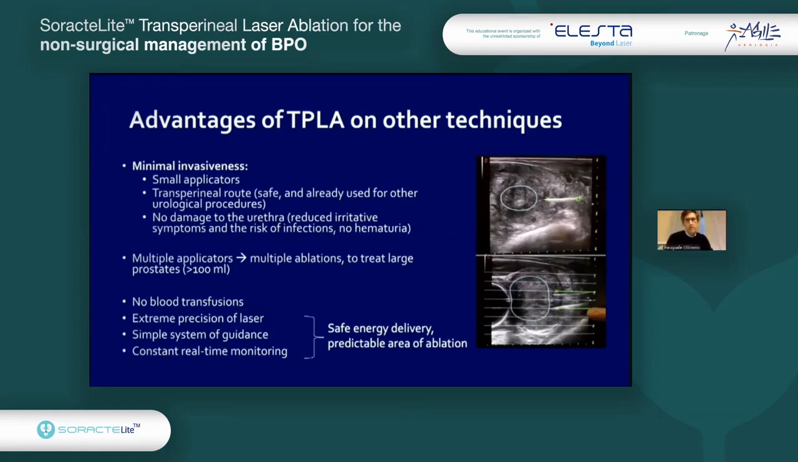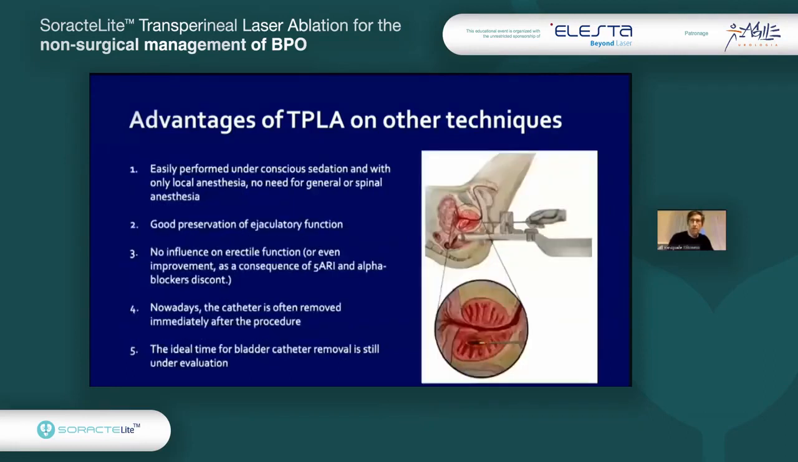There is no need for blood transfusion. It's a very precise procedure, with a very simple system of guidance, and you can do real-time monitoring. So it's a safe energy delivery, and the area of ablation is predictable.